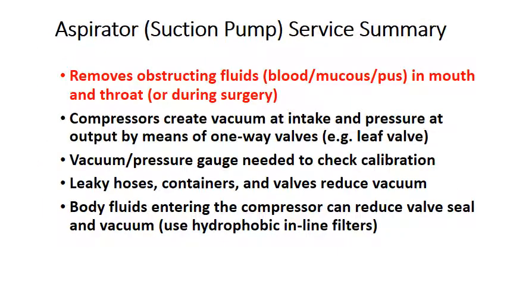So in summary, an aspirator or suction pump removes obstructing fluids, blood, mucus, pus, in the mouth and throat for respiratory distress, or any other part of the body during surgery. Compressors create a vacuum at the intake, and a pressure regulator will be used to control the amount of vacuum that is created. The vacuum and pressure gauge needs to be checked for calibration, and in order to do that, you're going to have a reasonably accurate external pressure vacuum gauge.